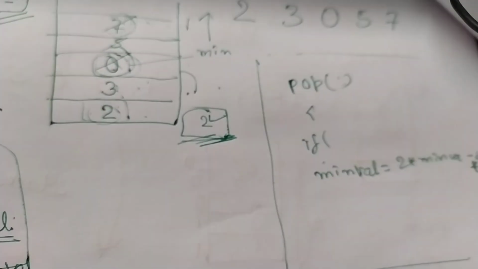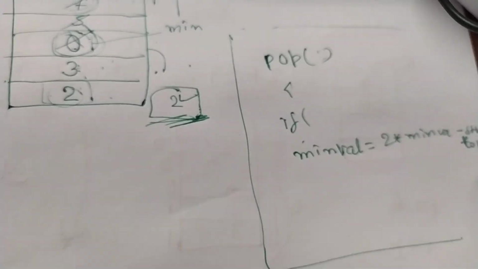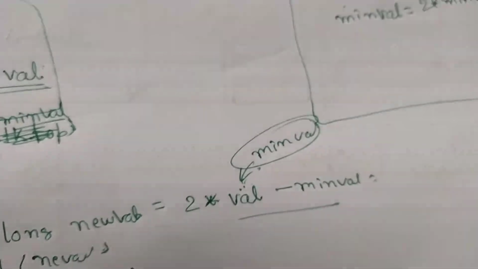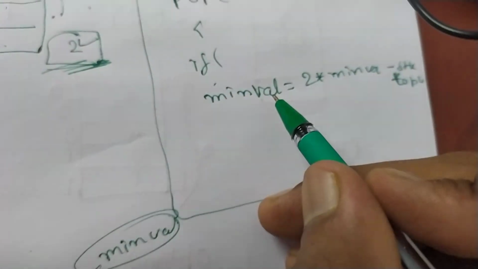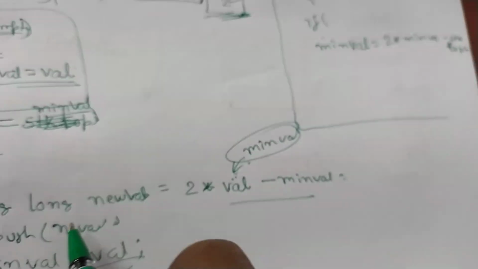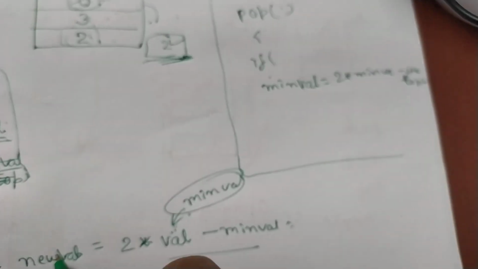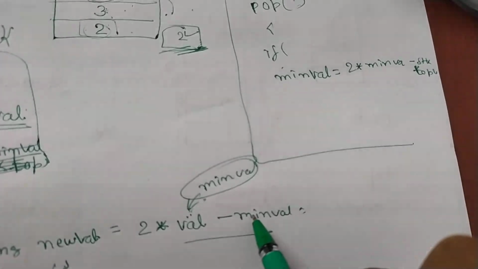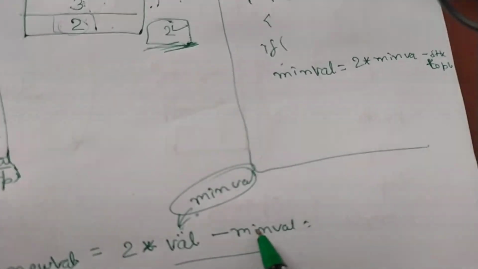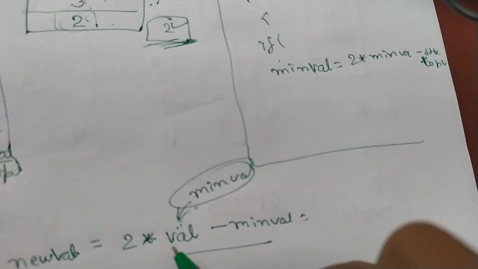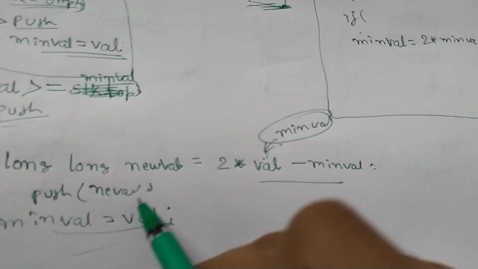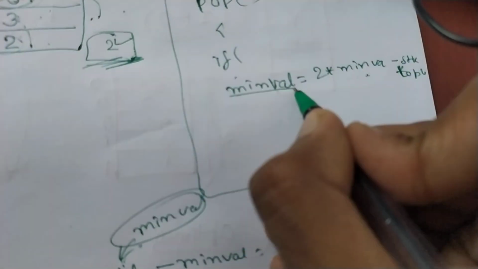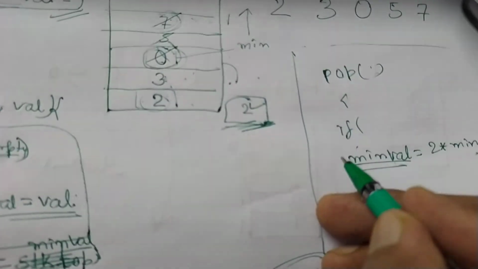Why are we doing this? See, our minimum val is what? Our val, which we have updated this way. So we are just rewriting this. The new value is taking the place of our stack top. Min value, we need to find again our updated value, and 2 into val, this was our min value updated, so we are writing it this way, and we get our minimum value back.